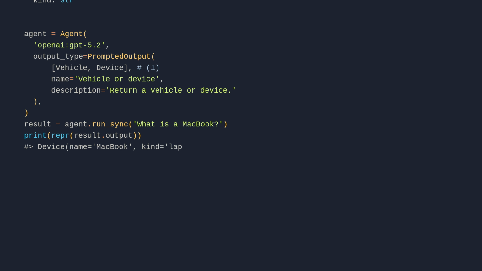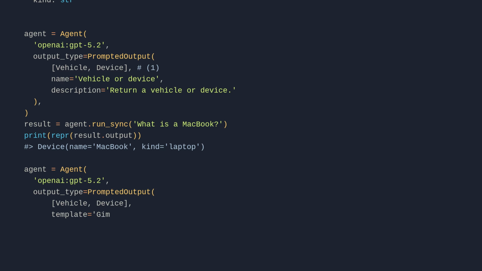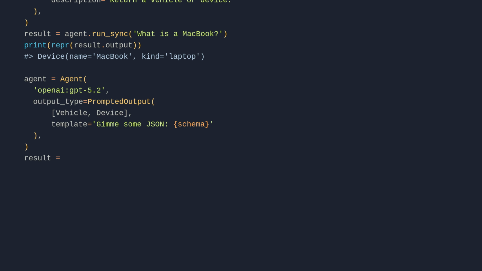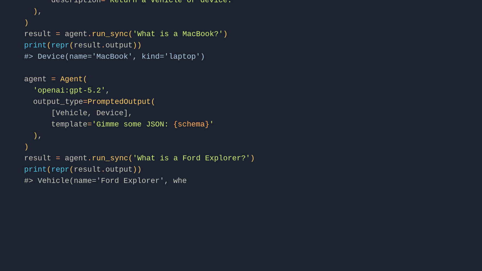kind='laptop'). agent = Agent('openai:gpt-5.2', output_type=PromptedOutput([Vehicle, Device], template='Gimme some JSON {schema}')). result = agent.run_sync('What is a Ford Explorer?'). print(result.output). Vehicle(name='Ford Explorer', wheels=4).